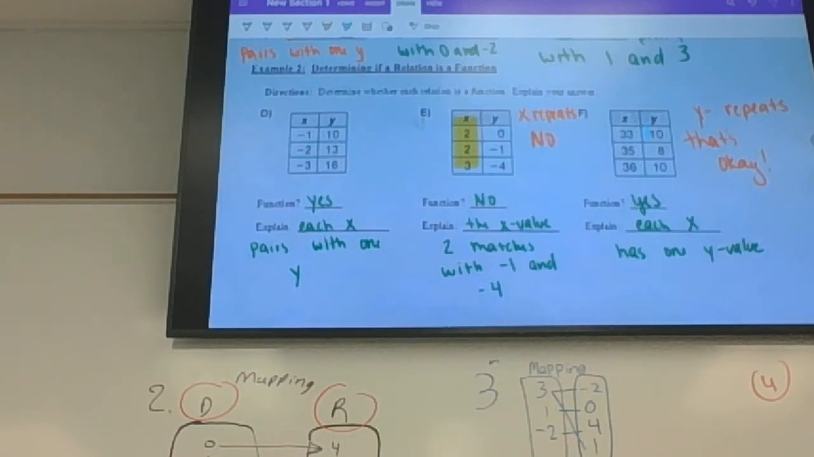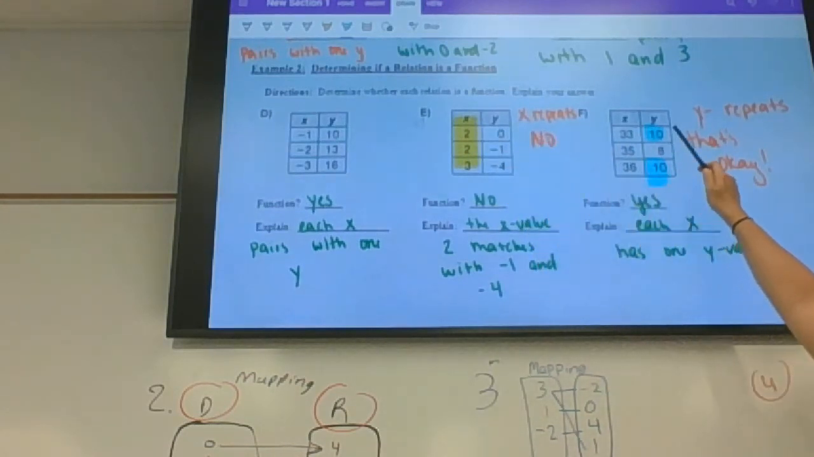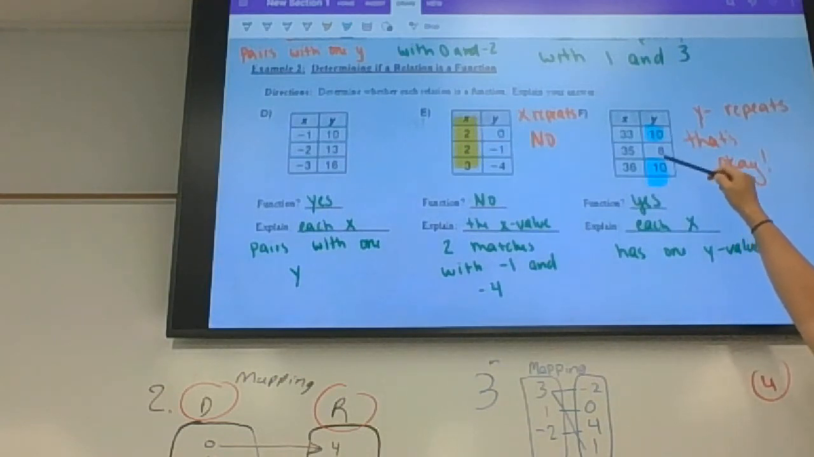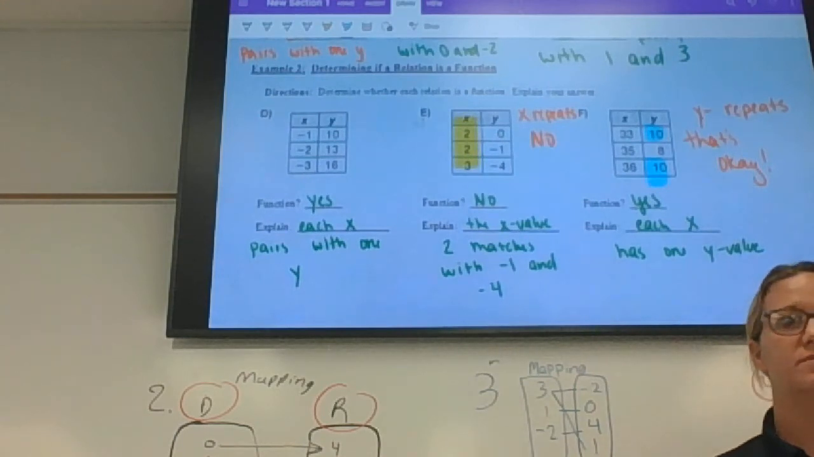That's good stuff. So X repeats, no, not a function. Whereas if the Y repeats, yes, that's okay. You can have the same Y in your table. You cannot have the same X.